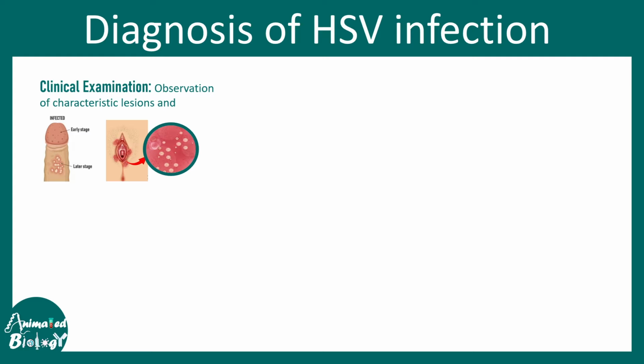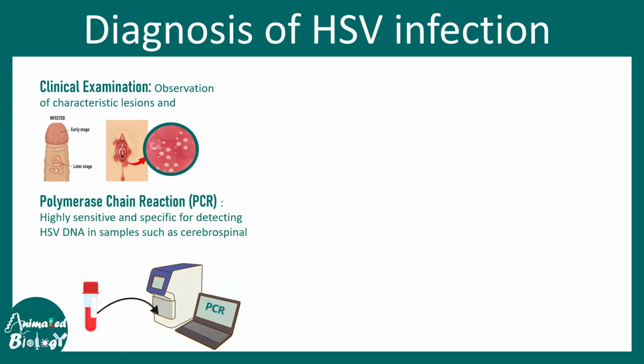Now let's talk about the diagnosis. Diagnosis is pretty much done by clinical observation. The blisters or rashes are characteristic of herpes. Also, polymerase chain reaction based diagnosis is more accurate. It looks for specific viral genes which are unique to HSV and not present in any other kind of virus. And this can be detected from cerebrospinal fluid, blood, or a swab from any lesions. Additional diagnostic methods include viral culture, direct fluorescence antibody detection, serological tests, etc. But these are not used very frequently.